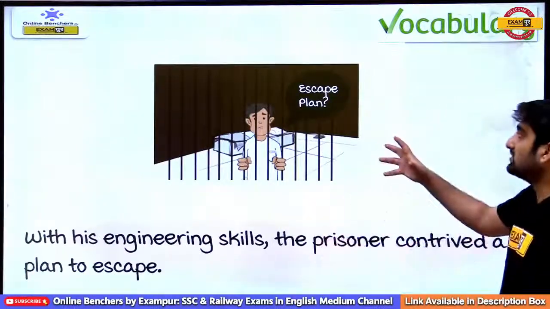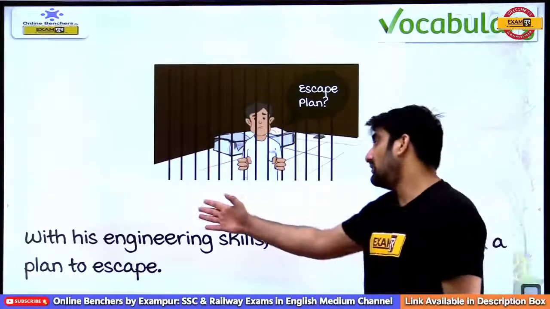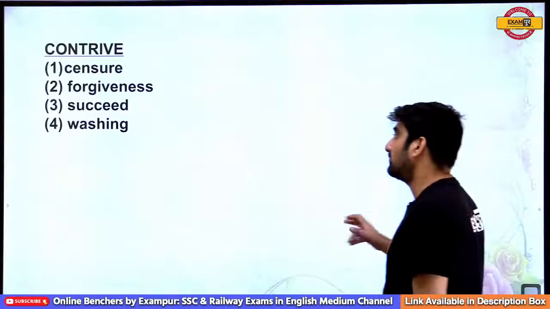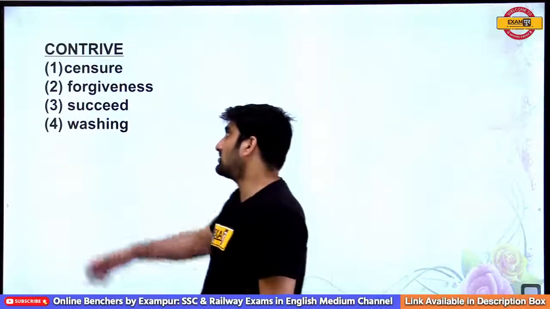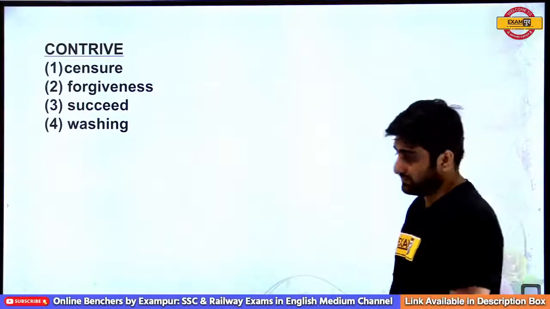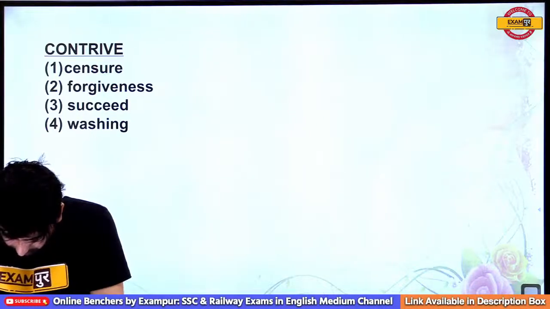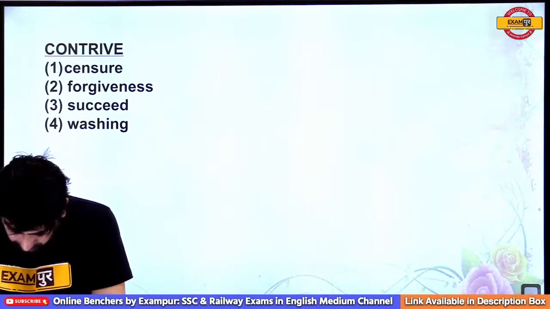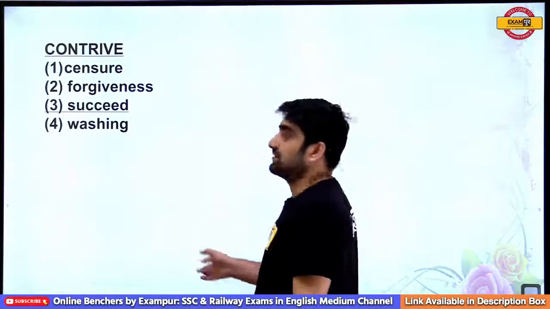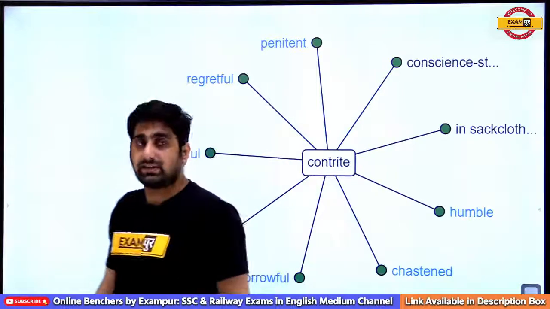Contrive means obviously to skillfully succeed or manage to do something. With his engineering skill, the prisoner contrived, means successfully planned to escape from the jail. Contrive was asked with these four options. Choose wisely. Let me know in the chat box, guys. Okay. So guys, contrive means success or to manage something. This is how option choice 3 will be the correct answer.